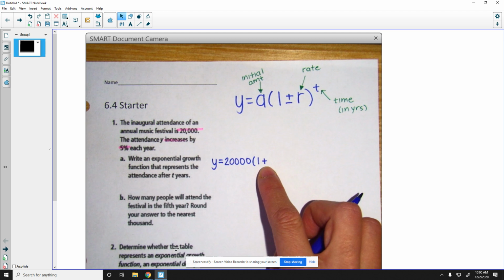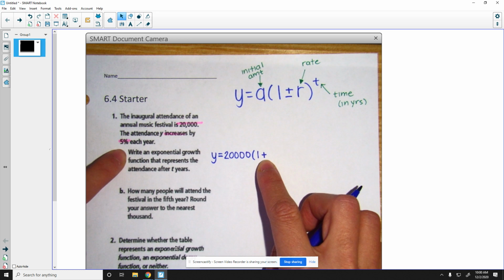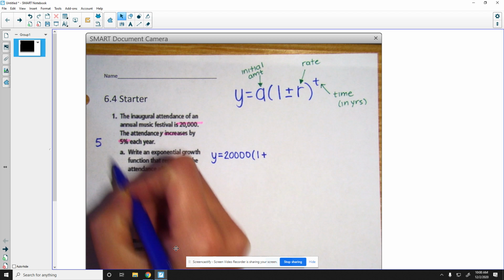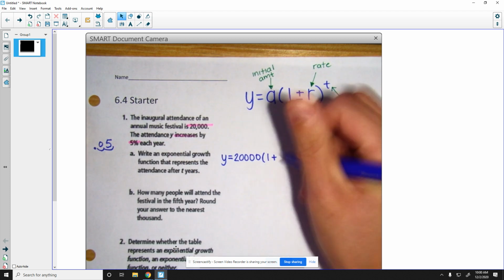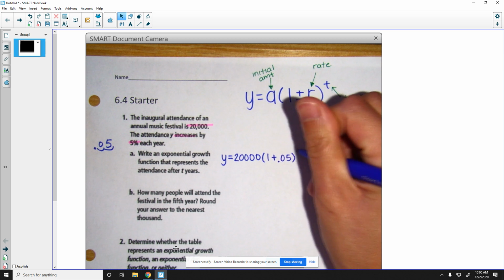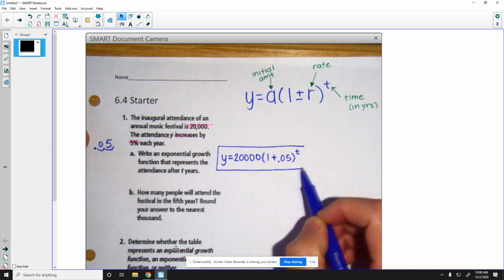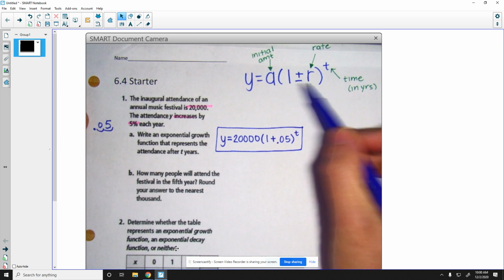Your R is your rate. Grayson, what number is my rate here? 0.05. Thank you for saying 0.05. It's not 5, right? So you always have to take your 5, your percent, and then move it backwards twice to become a decimal. Okay, so it's 0.05, and then to the T. They didn't tell me the time, they just want me to figure out what is the equation. So boom, that's my equation. That's all for letter A. Just know how to write it, know what these letters stand for.